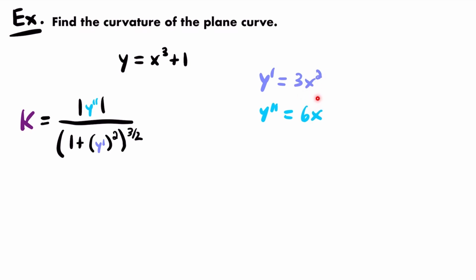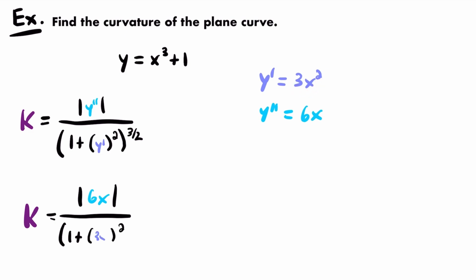Now, putting these two functions in their respective places in this formula, we find that the curvature, k, is equal to the absolute value of 6x divided by 1 plus y prime squared. So we'll have 3x squared, squared. So we'll put that in parentheses here. We have 3x squared, and then that is all raised to the power of 3/2.